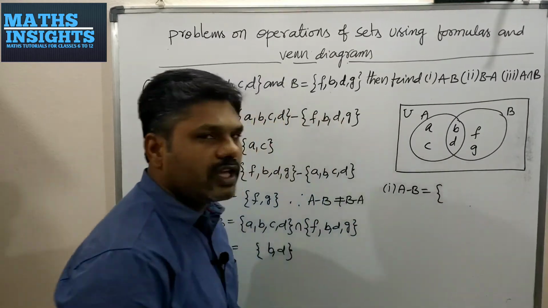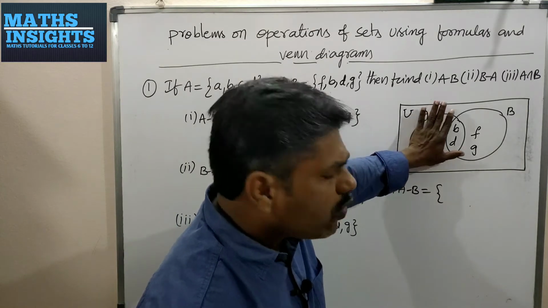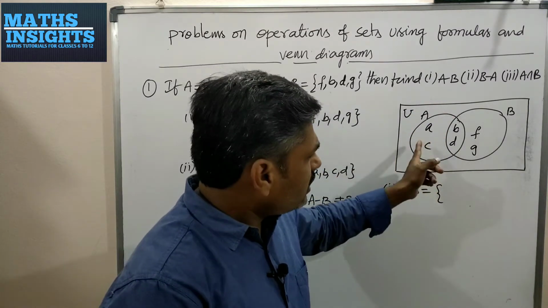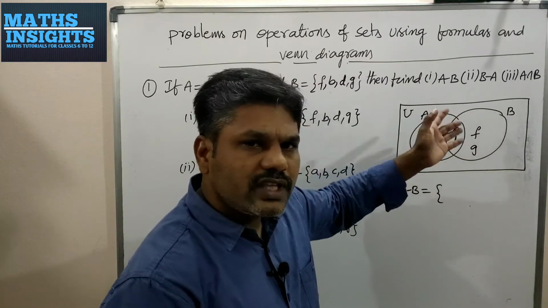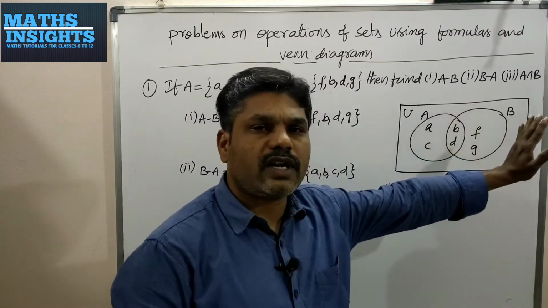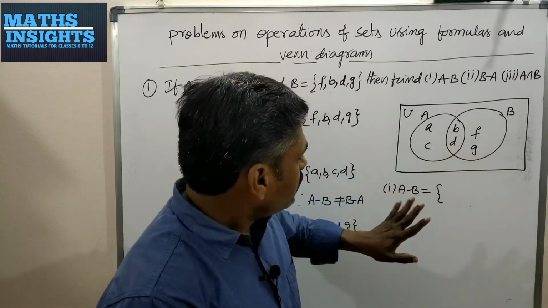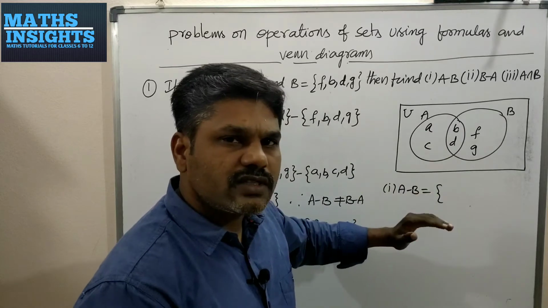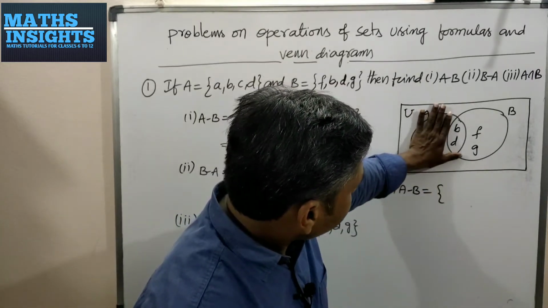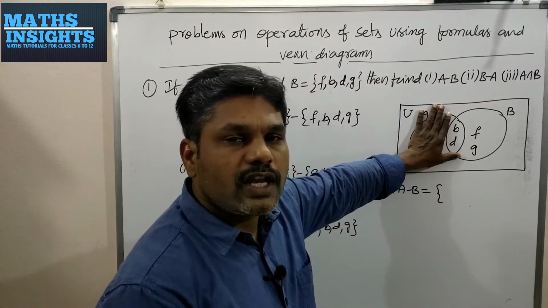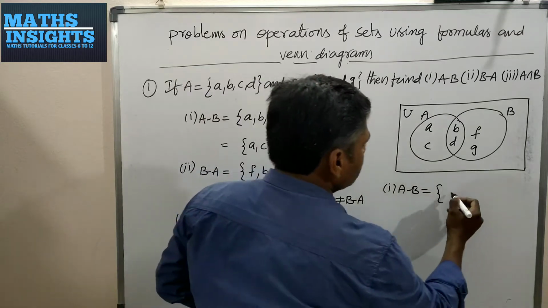If you want to write the elements of the set A minus B, it is very simple. A minus B is the area which represents only A. That means any area which is common to both A and B is to be subtracted. B and D are common to both A and B. Therefore, A minus B means the elements of A only. So this is the area which shows the elements of A only, that means the elements A comma C.